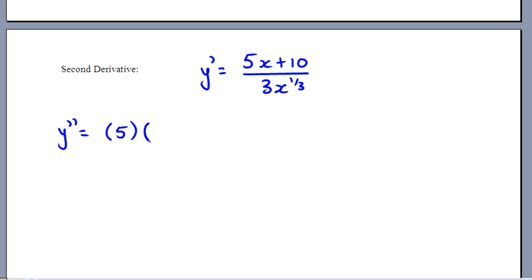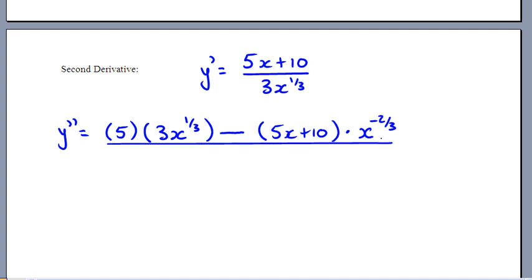Multiplied by the bottom, left alone, 3x to the 1/3, minus, leave the top, derivative of the bottom. Okay, what's going to happen? The 1/3 comes down and hits the 3. That's actually kind of nice, but then you'd have x to the negative 2/3, all sitting on top of this bottom squared. Well, that would be 9x to the 2/3.